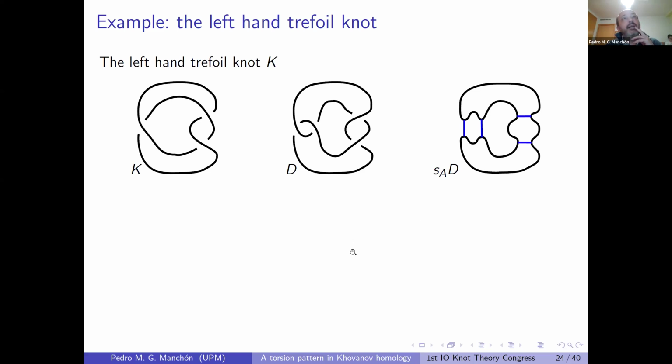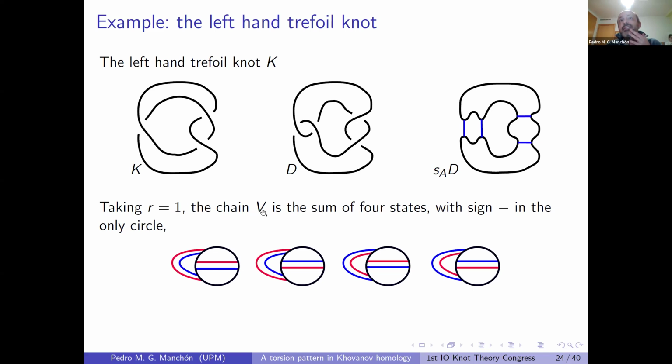And before giving a proof sketch, I will show some examples. Here is the trefoil, with a monocircular diagram, in fact of type D 2, 2: two monochords outside and 2 inside. Then we can take R equal to 1, and the chain B is just the sum of 4 states with one red scar outside, one inside, and with sign minus in the only circle. Note that with one red scar, this circle splits into 2, and with the other red scar, they merge back. So we have only one circle.